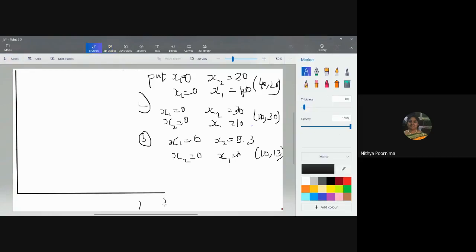This will be x1. This will be x2. Now what's the scale you're going to fix? I'll fix in the scale of 10, 20, 30, 40, 50, 60. I think 60 will do enough.